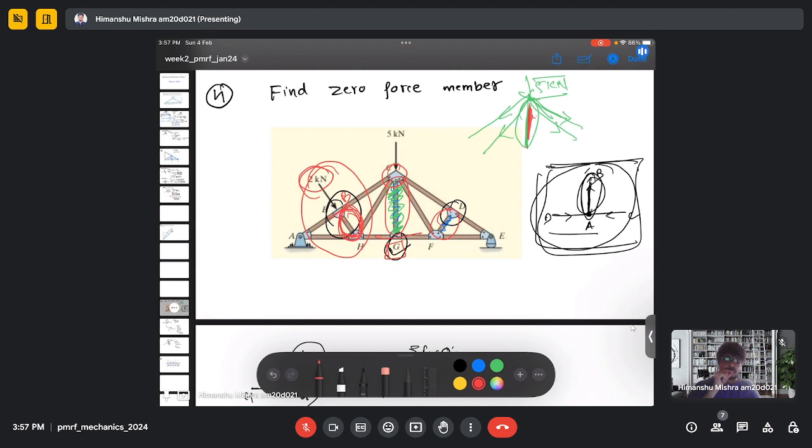So even by the method of inspection, always consider multiple joints before concluding that the force is 0. Because if you choose joint C in the first place, then it will be really confusing. But if you choose joint G, then you can easily verify it is a zero member force.